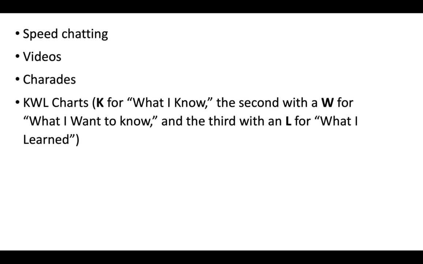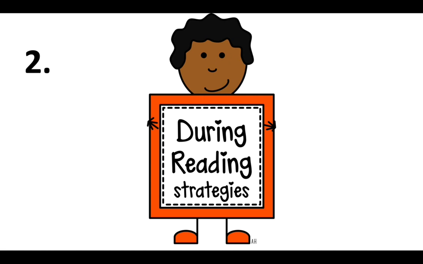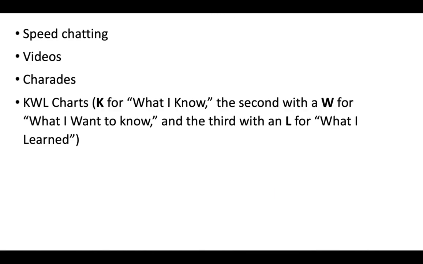And then W is what do they want to know about this topic. All right, and then the third letter L, which is what do they want to learn about this topic that they're going to read about. Right, so those are just some of the examples of activities that you can do during pre-reading. So, you know, we need to excite our learners when it comes to really being engaged in the lessons.